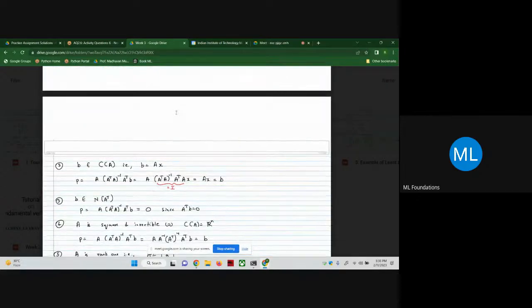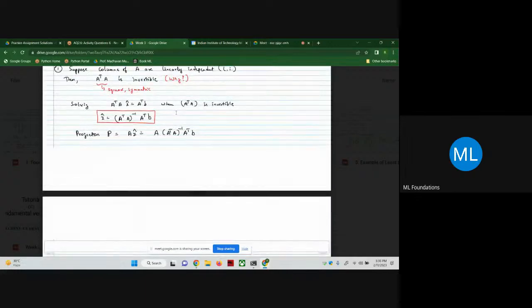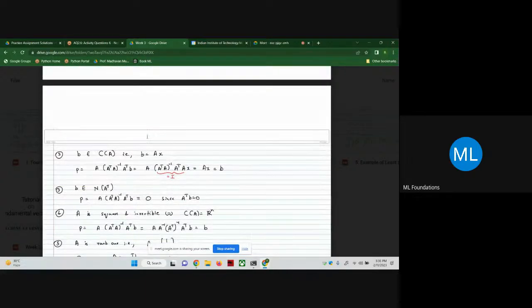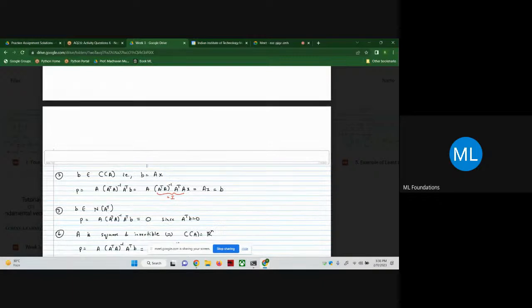So until now we have talked about different scenarios. If B already belongs to the column space of A, then B will be equal to AX, right?